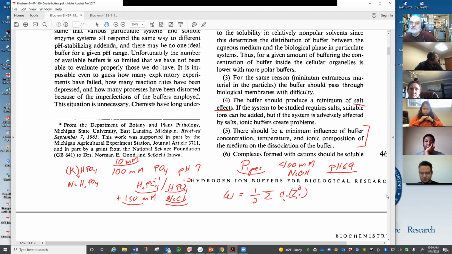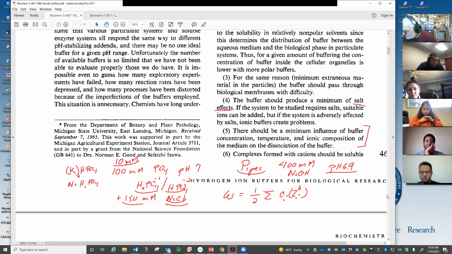And so what this is saying is that there might be other things, including the temperature, because the solubility is temperature dependent, or other kinds of components that might be in solution that would cause precipitation. You don't want that to happen. And so that's what this is really referring to. Okay, so complexes formed with cations.